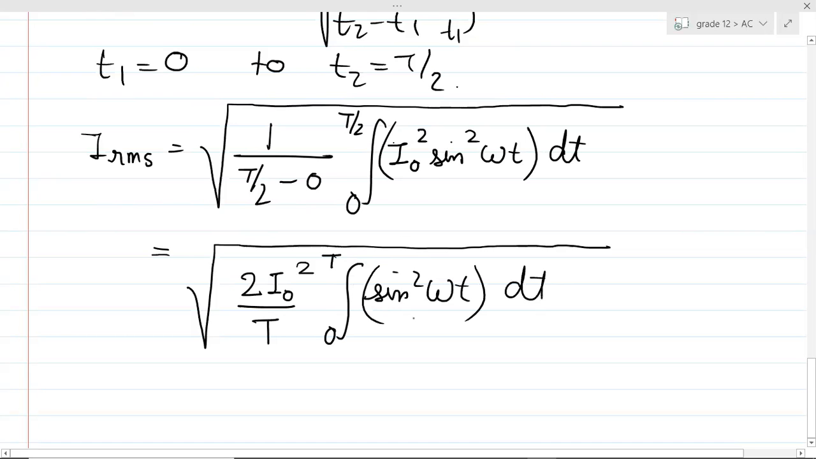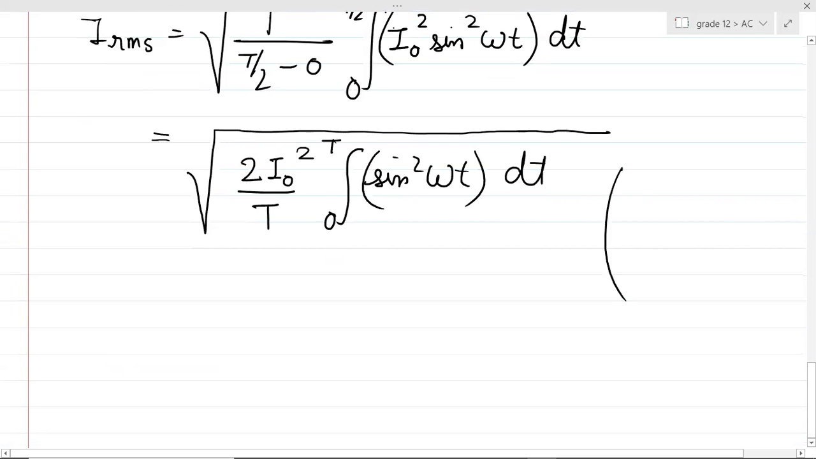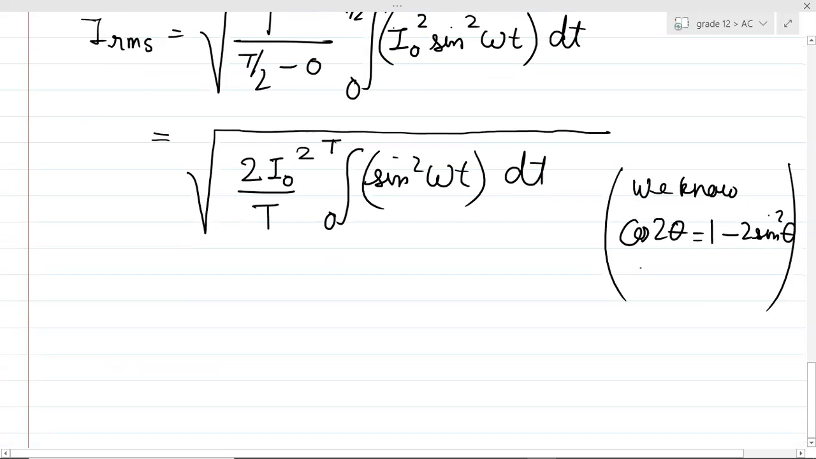But do you know the direct integration of this thing? If we don't know the direct integration, we'll use some trigonometric properties. We know that the formula for cos 2 theta in terms of sine square is 1 minus 2 sine square theta. Yes or no? And from here, 2 sine square theta will be equal to 1 minus cos 2 theta, right? So I can write sine square theta is 1 minus cos 2 theta by 2. Can I write this?